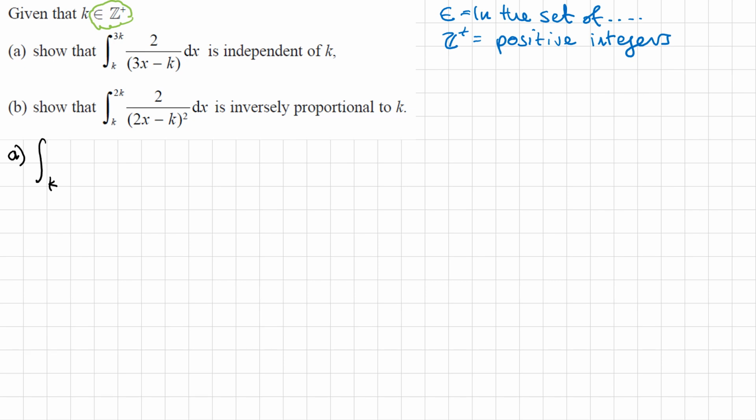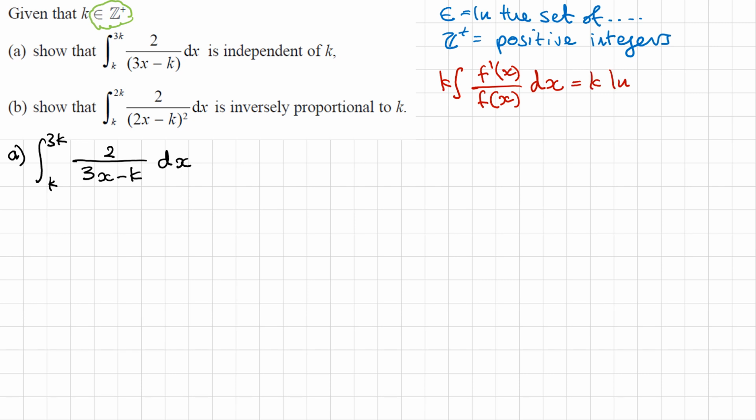So we've got K and 3K like this, and then 2 over 3x minus K. Now when we have an integration where, if you were to differentiate the bottom, you get the right type of powers of X, but maybe the number doesn't quite match, then the pattern that we use is this: k, which is going to be a constant, times an integration that looks like this. Basically the top of the integration looks like the bottom differentiated. That's going to be equal to k times the log of the bottom, the f of x.